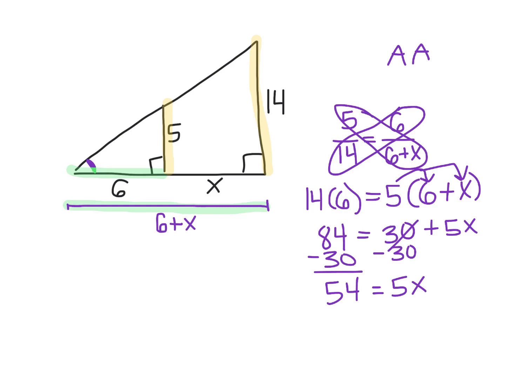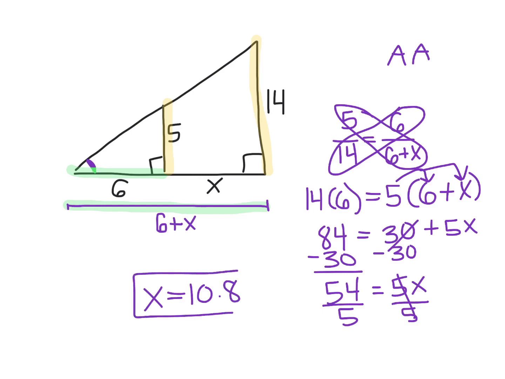Okay, now I would divide by my coefficient here. So 54 divided by 5 should give you 10.8. So that would be the value of this missing part right here.